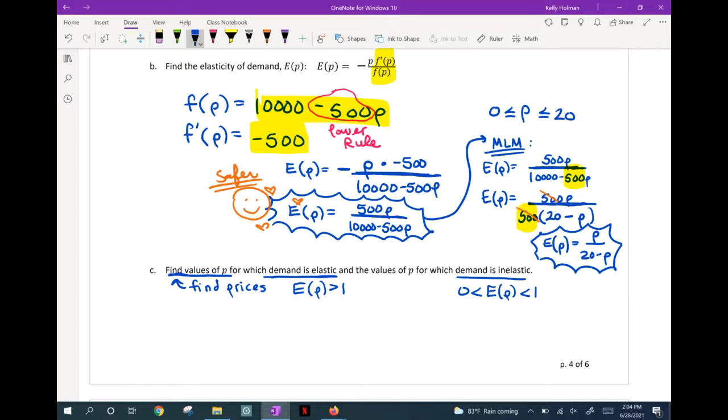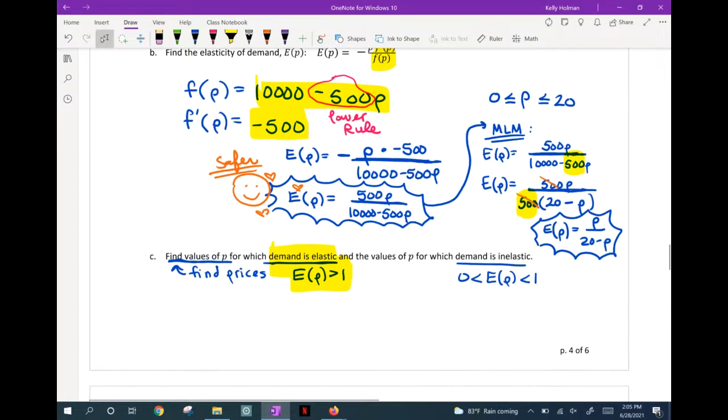Now, here's the thing. You only have to find one of those, because you're either elastic or you're not, right? Or you could be unit if you're right on the line. So we'll talk about that too. But you only have to do one of these, and then you can use logic to figure out the other. So I think it's easier to find where things are elastic, and then we'll use that answer to backtrack to where it's inelastic. So let's start with this calculation.